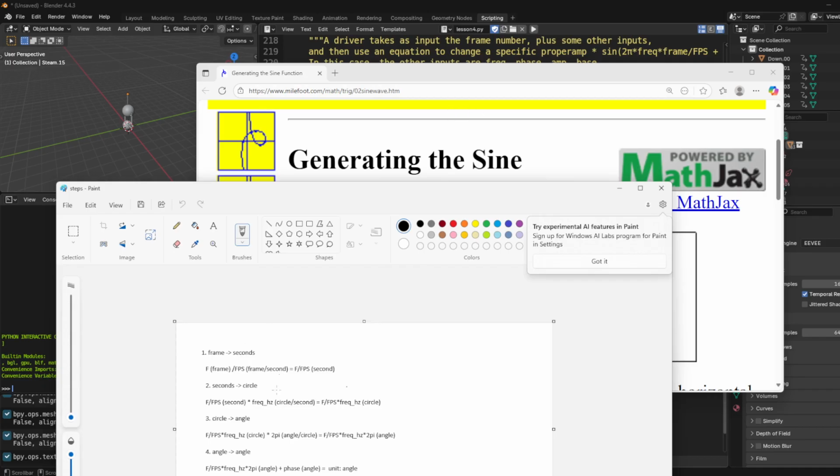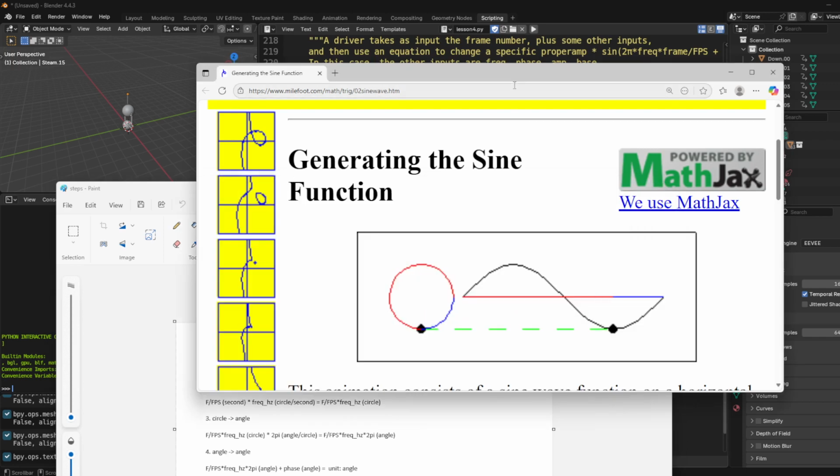Now, step three is circle to angle. This is where things get complicated. First, what is angle? Angle is just the angle between the dot on the circle and this part on the circle, the split between red and blue over here. Then there's a 180 degree angle, and once it gets over here, a 360 degree angle. You'll notice over here there's an x-axis and a y-axis.